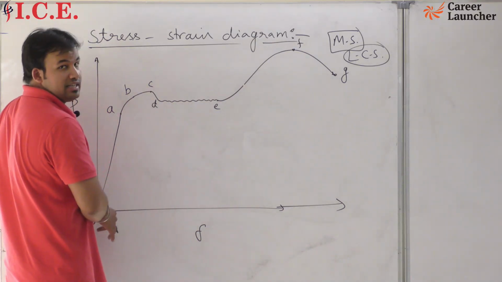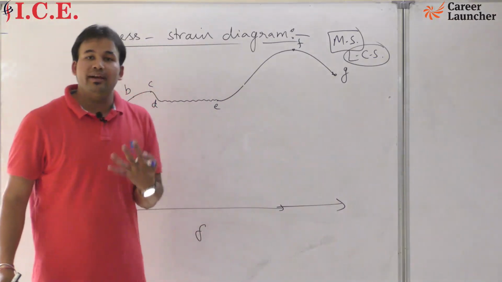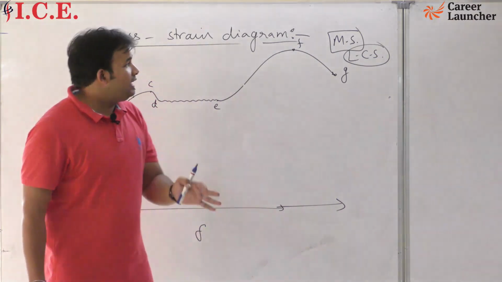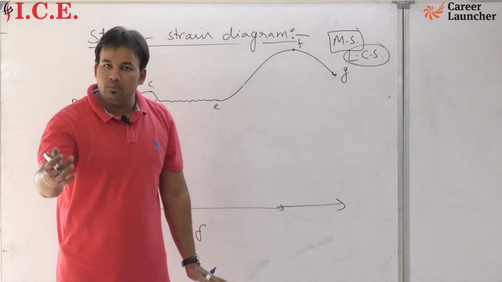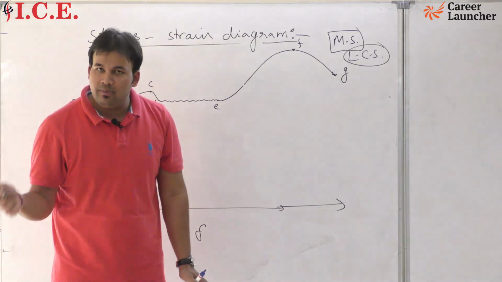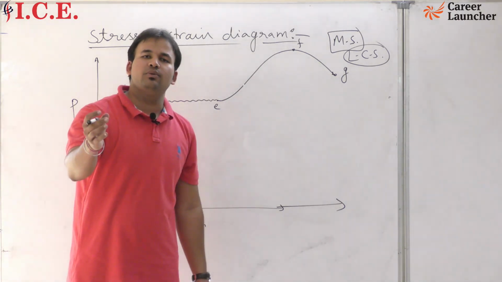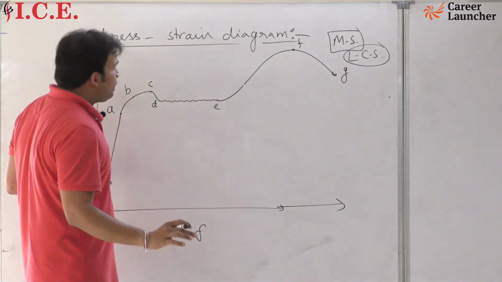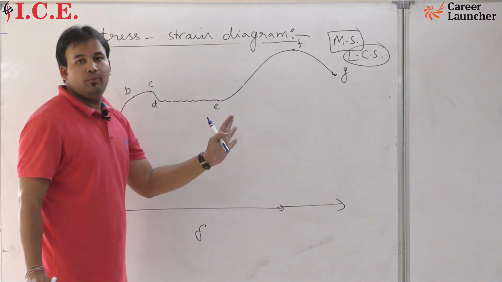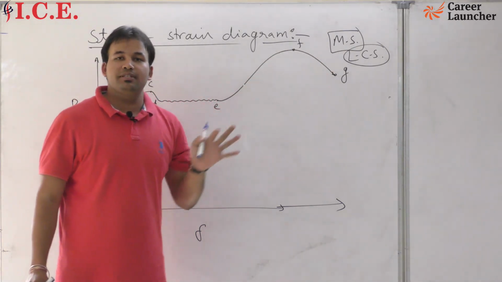All these points A, B, C, D, E, F, G you will have only when you take mild steel as the specimen. If you take aluminium or some other material, you will have at most 2 or 3 points, nothing else. So for knowing all these points, we always take mild steel as a specimen.